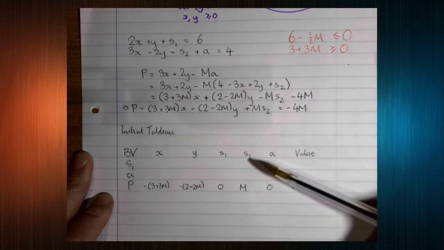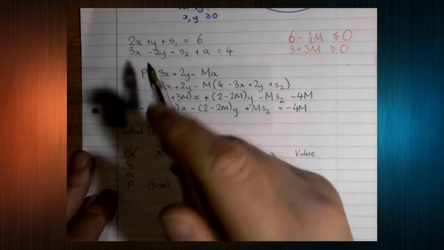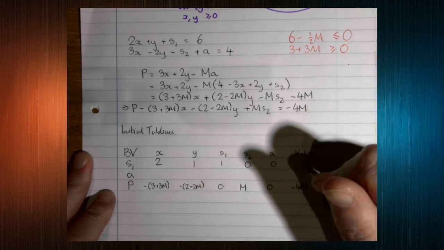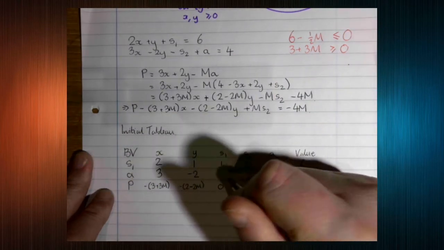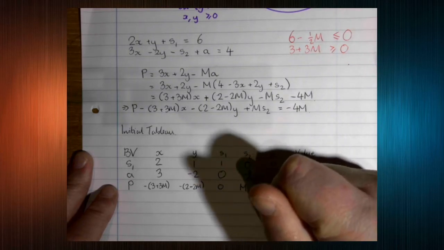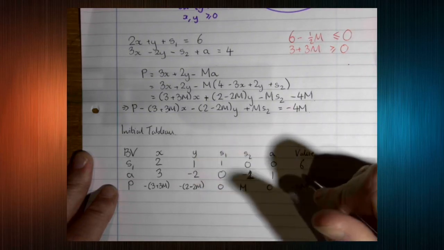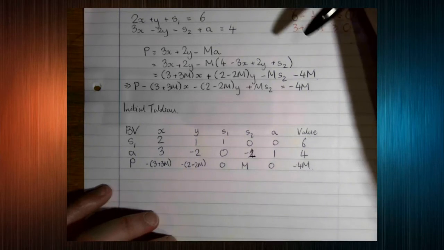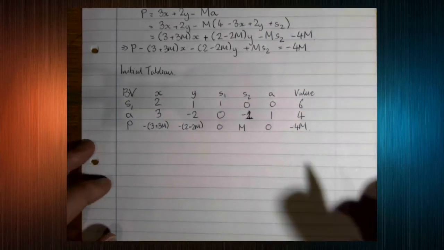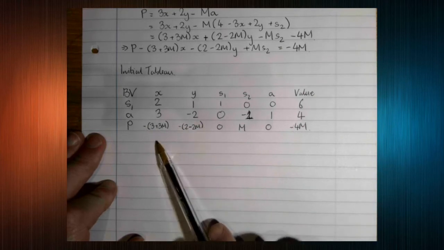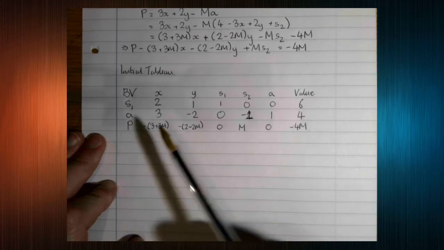So we now fill in the rest of it. Our first row here, we've got 2x, 1y, 1s1, none of those, and value is 6. Then 3x minus 2y, no s1, minus 1s2, 1a, and then 4 here, and we're ready to go. So, calculating our pivot, as normal, this is a big minus number, this is a positive number, so the only option for our pivot column is x.